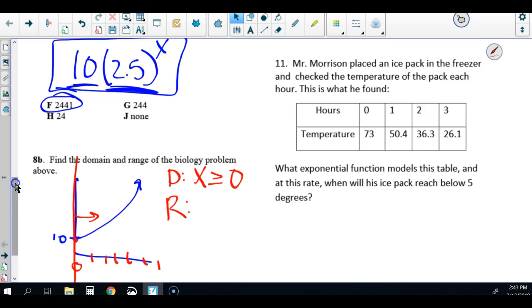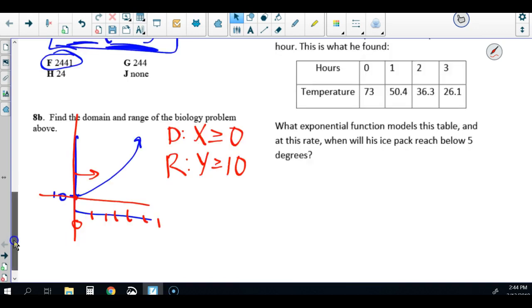The range is the y values, the heights, the floor to ceiling. Floor is at 10, and it goes up forever. So the y values are everything greater than or equal to 10. There's your domain and range.